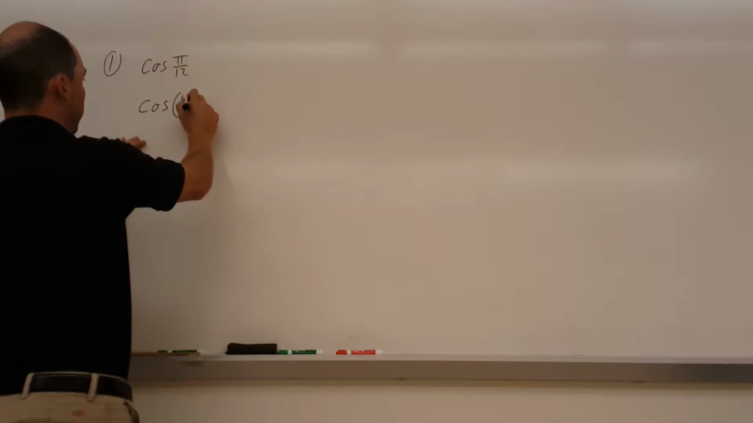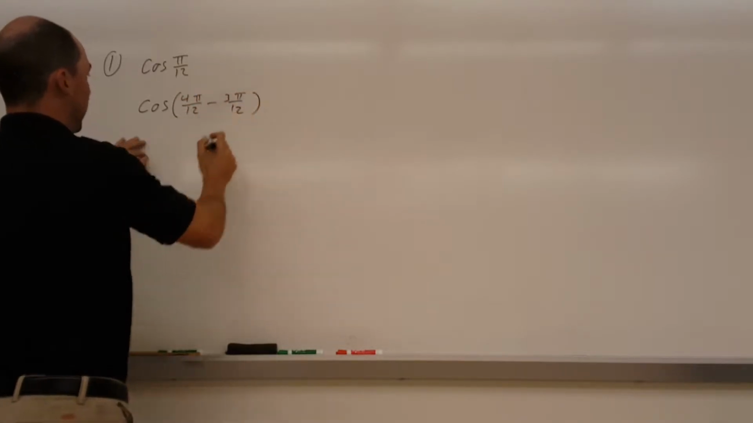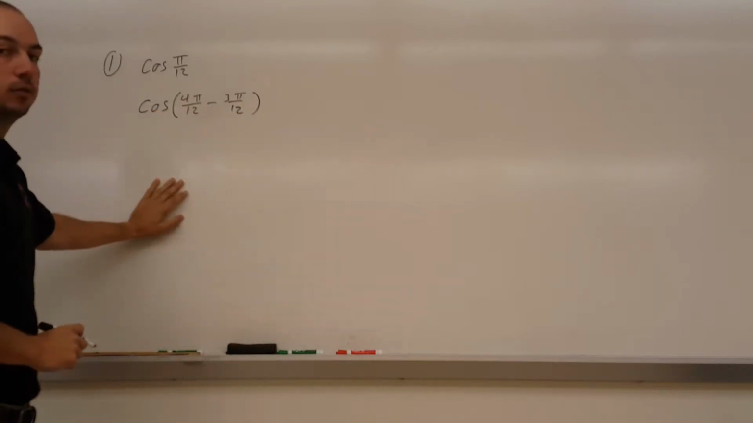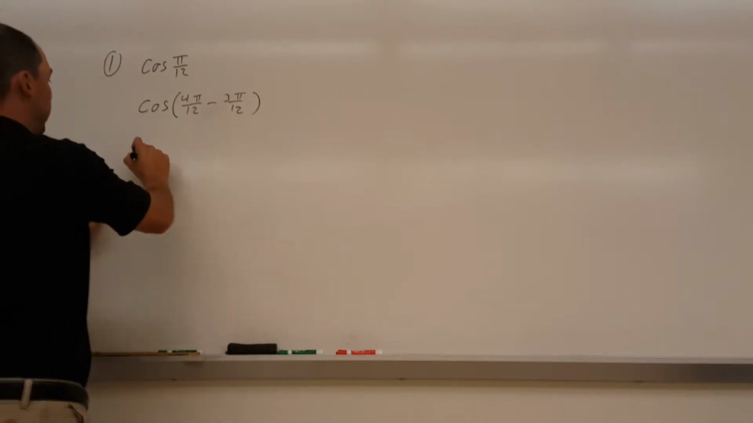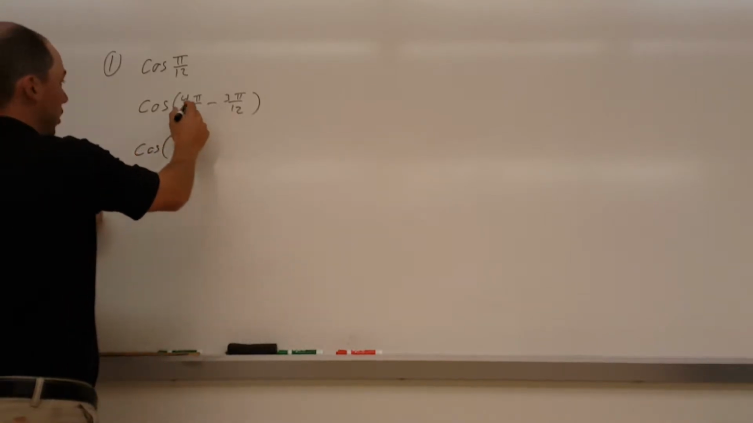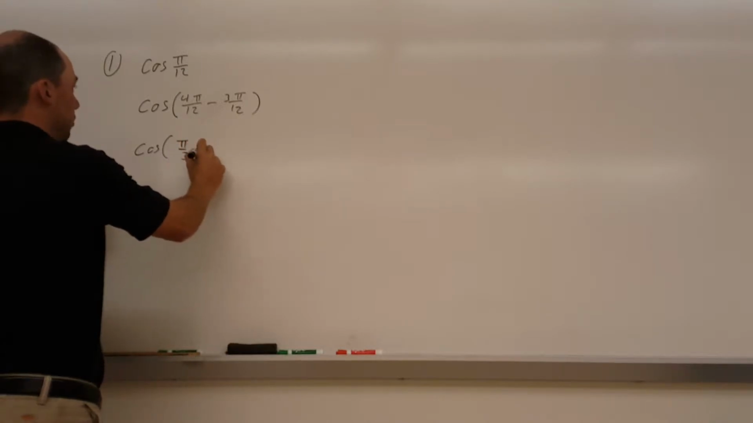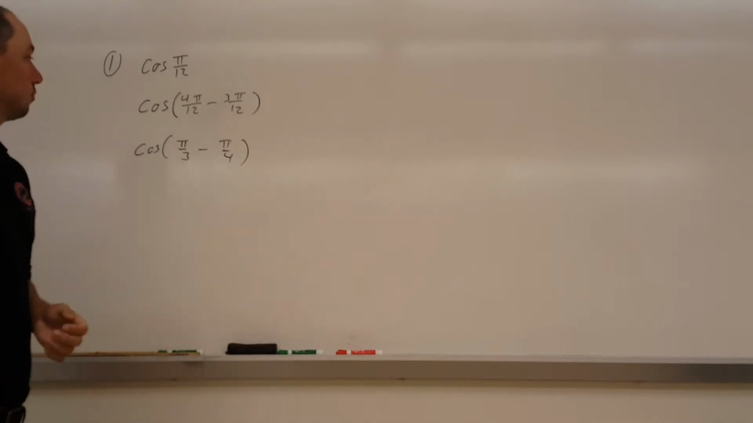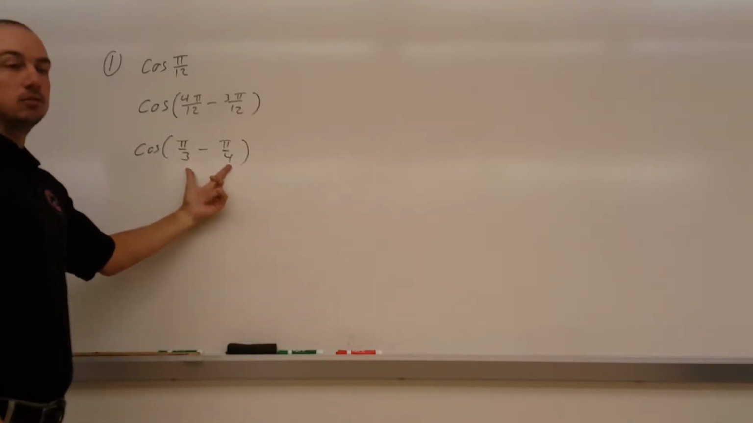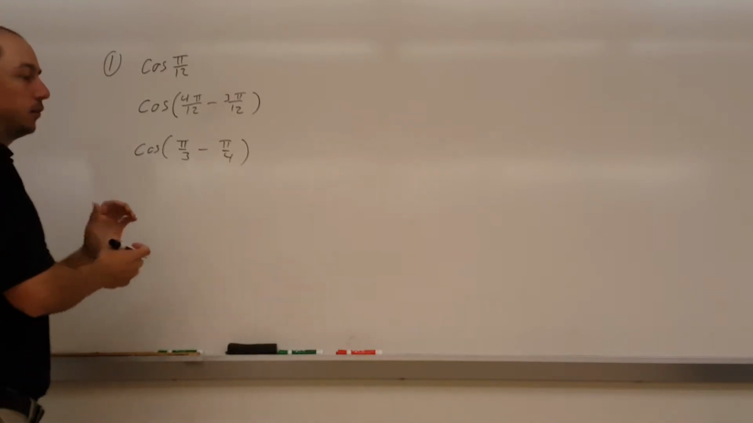4 pi over 12 minus 3 pi over 12. That's the same as cosine of 1 pi over 12. We reduce these fractions. 4/12 is 1/3, so it'd be pi over 3 minus pi over 4. These are special angles. We can work with these. So we use our cosine difference identity.